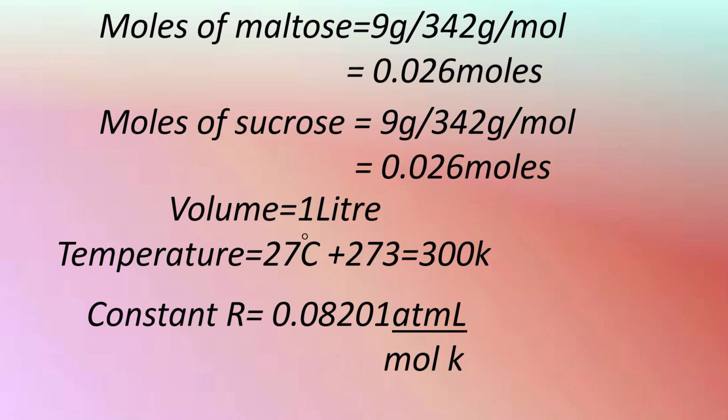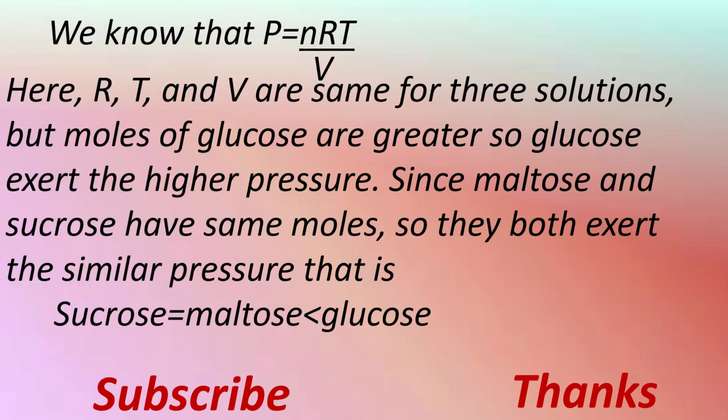Volume is given in liter, 1 liter, so we will not change the unit. Temperature is 27 degrees centigrade. We have to convert it into Kelvin. We will add 273. It becomes 300 Kelvin. Constant R has a value 0.08201 atmosphere liter mole inverse Kelvin inverse. We know that P is equal to nRT over V.